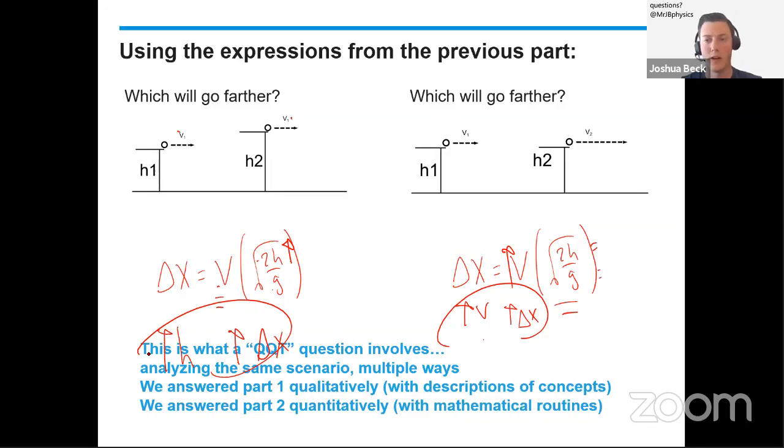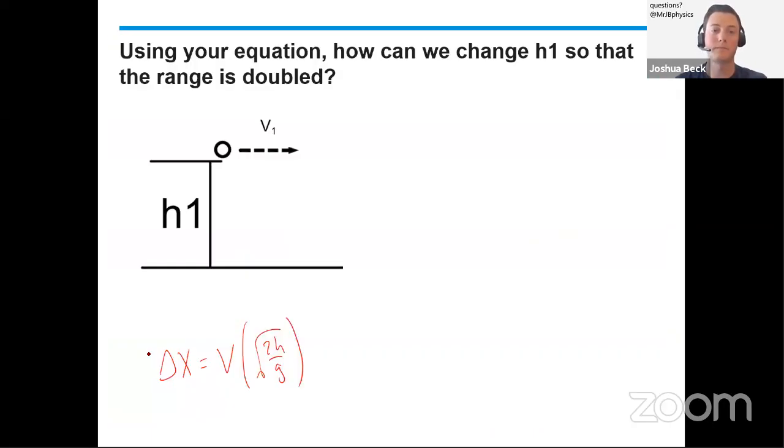I had this equation and I could look at which variables changed, and the ones that changed are going to cause my delta X to change, either increase or decrease. So a QQT is really just attacking a problem from multiple methods. You may have a qualitative analysis where you're describing what's going on. You may have a quantitative where you're using these mathematical routines.